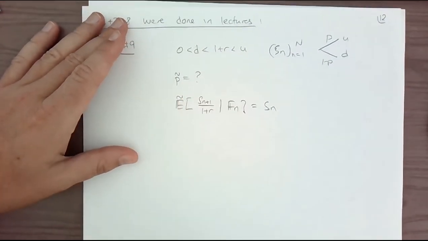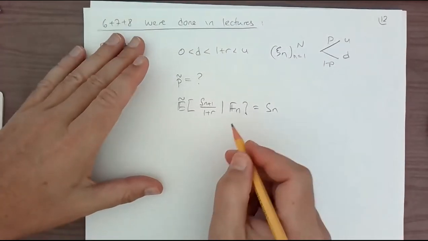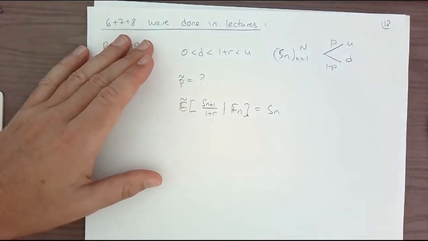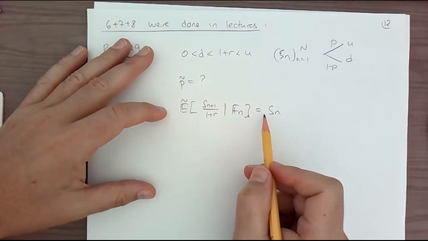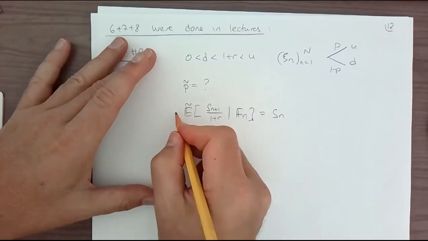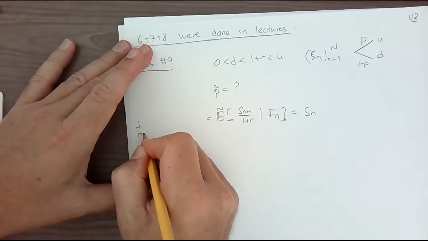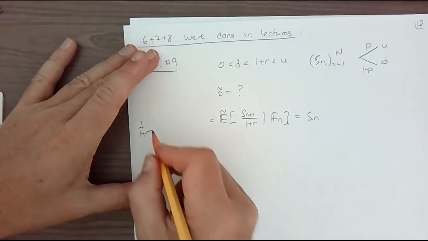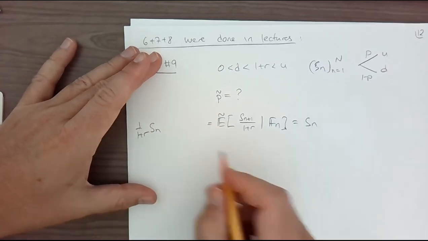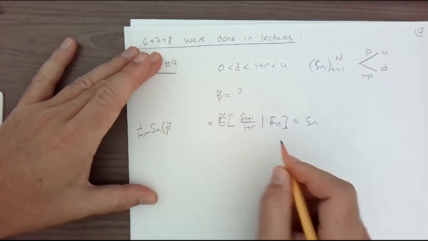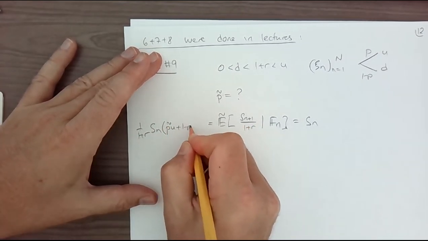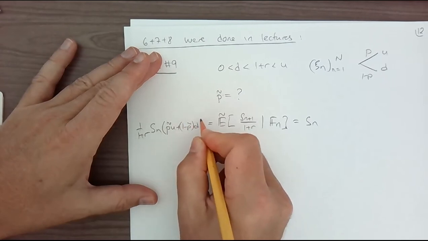So say that you don't remember what this is. You can always come back to where this formula is coming from, and it's coming from this requirement here. At this point, we've been over it already a few times today. This is 1 plus r, and it's going to be S_n, and then it's going to be p tilde times u plus 1 minus p tilde times d.